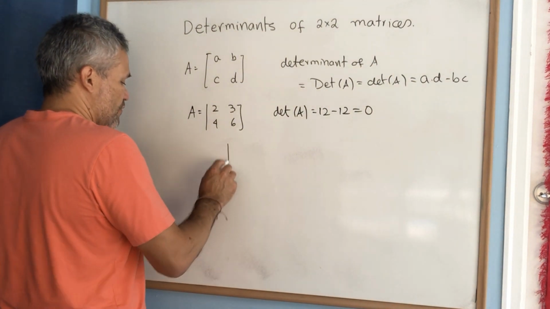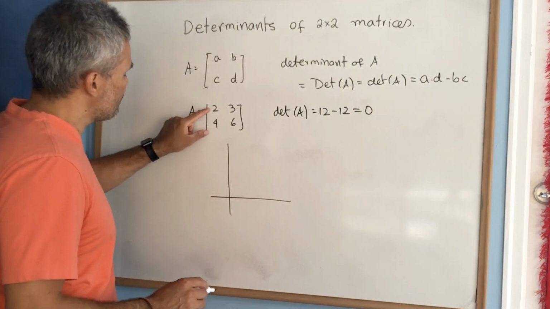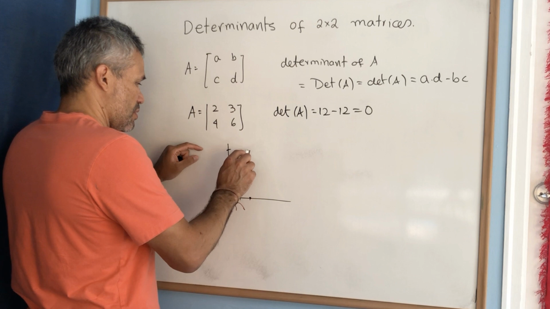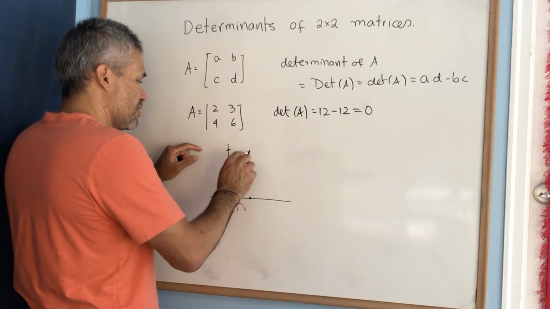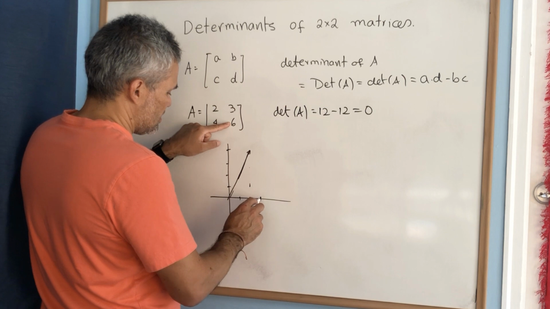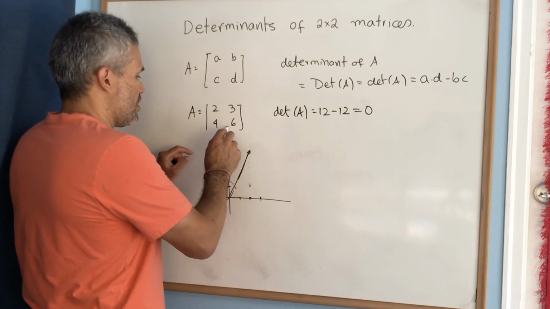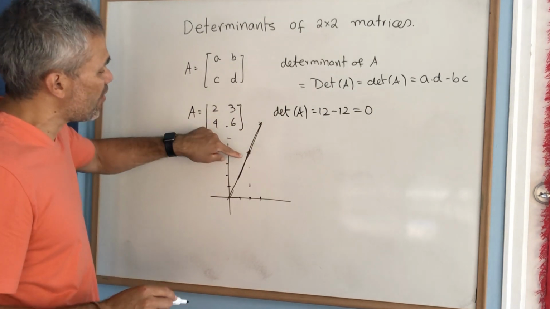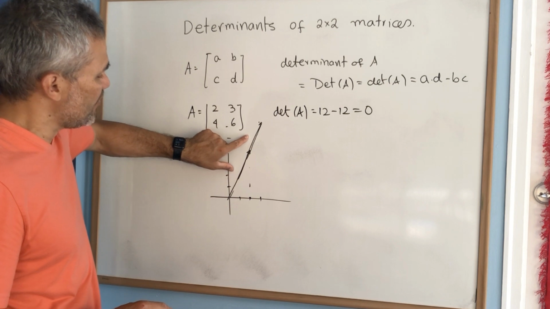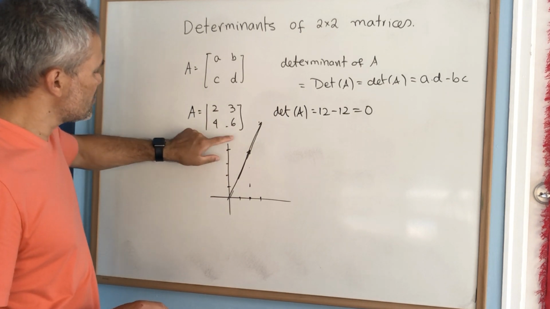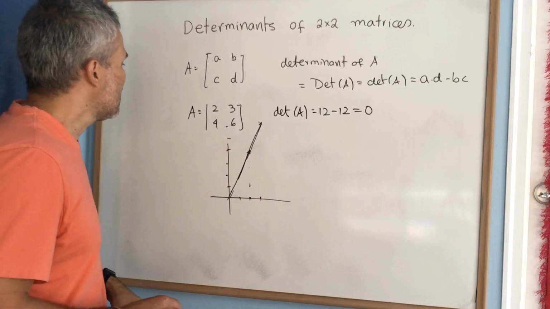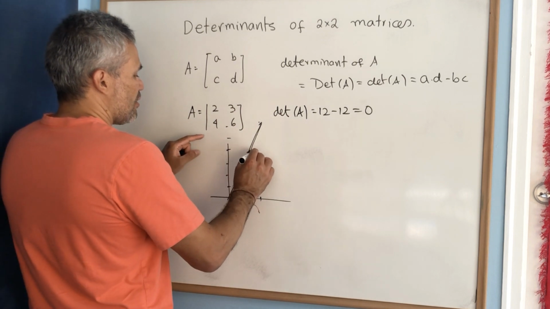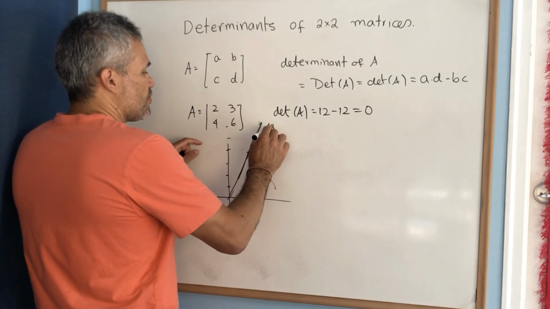And that means that if you consider these 2 vectors, 2 and 4, which is this vector, and then you consider the vector 3 and 6, that means that the parallelogram formed by these 2 vectors has area 0, and this is true because the 2 vectors are parallel. Notice that the interpretation works if you consider the columns 2 and 4 and 3 and 6.